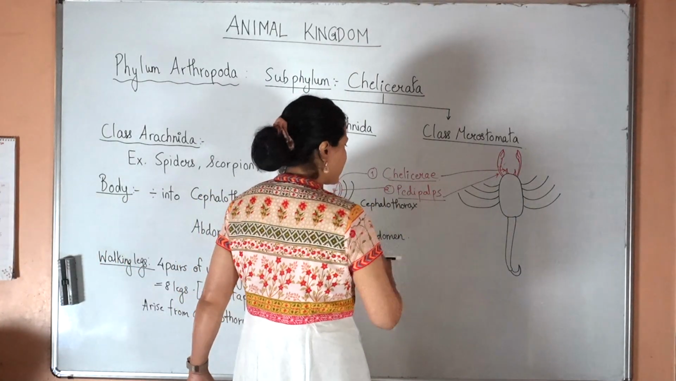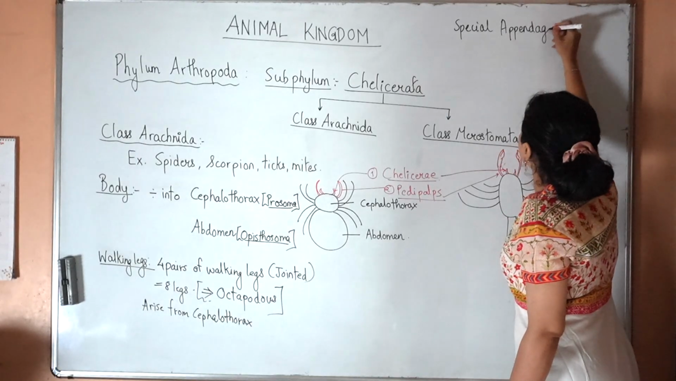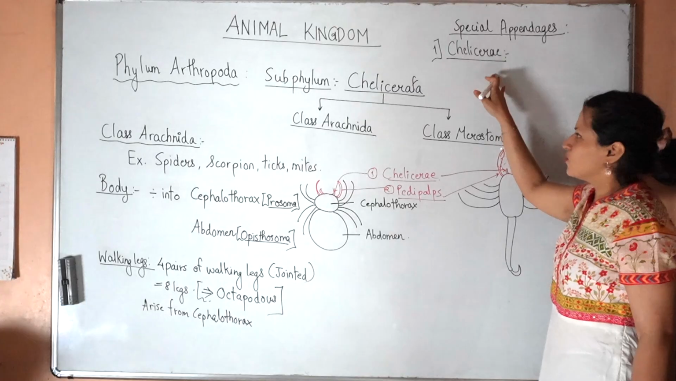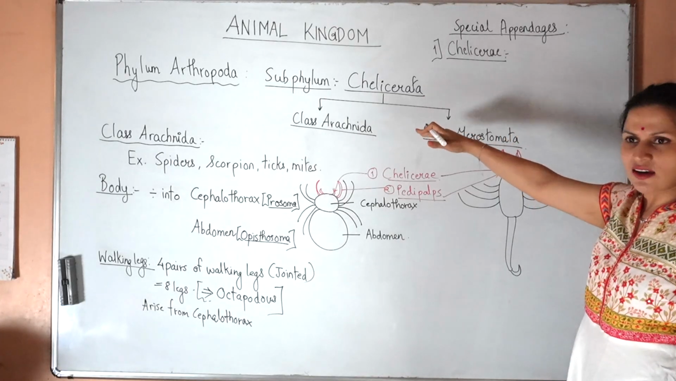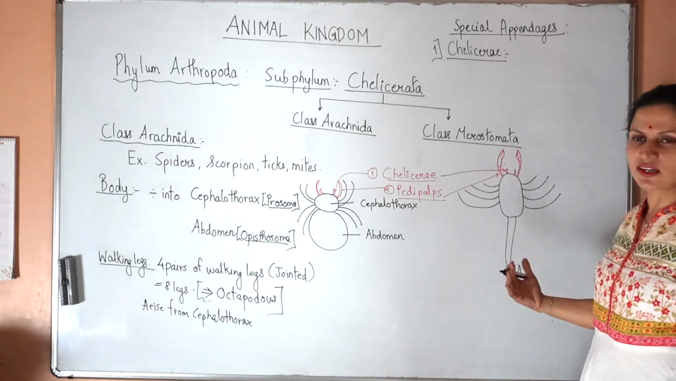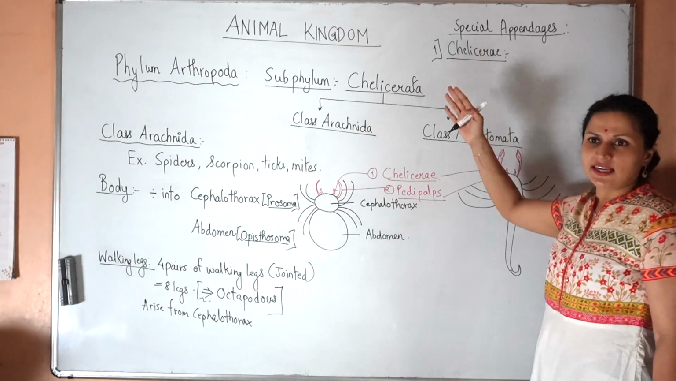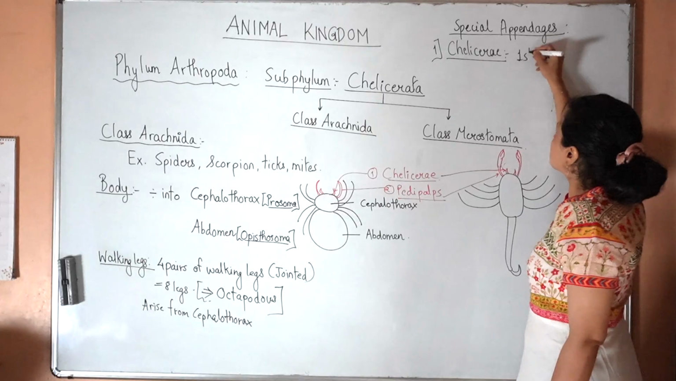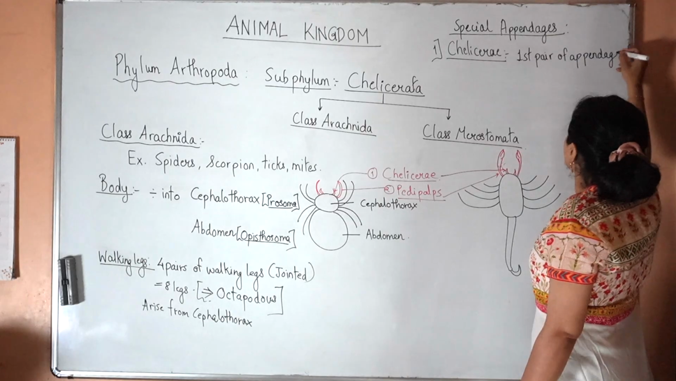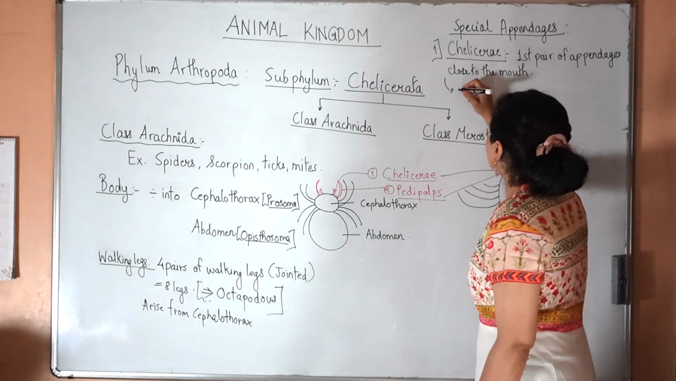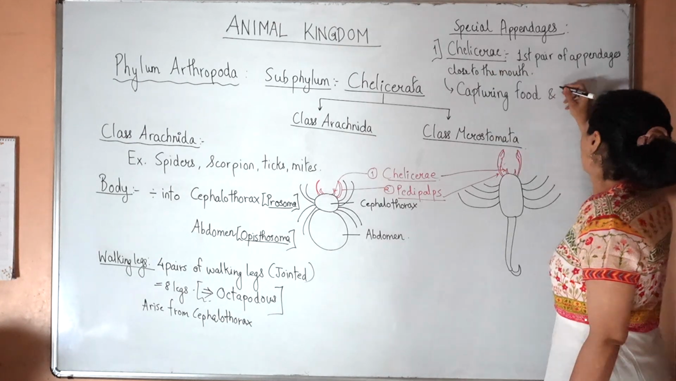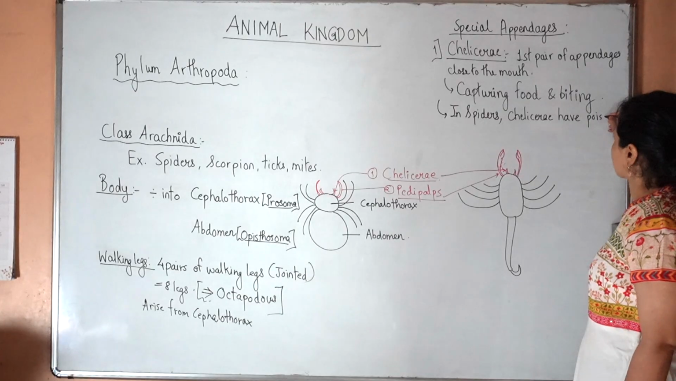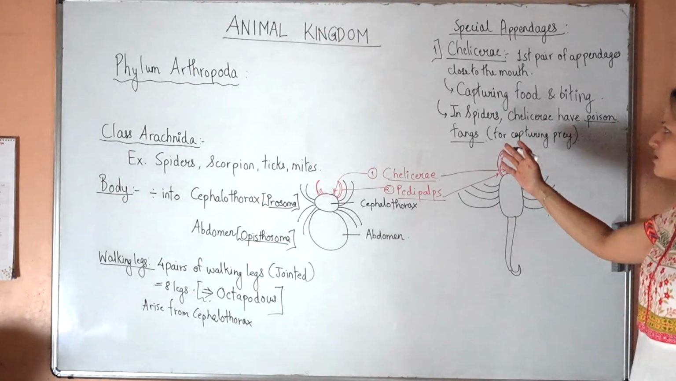Let's write about chelicerae and pedipalps. Special appendages. The first one is chelicerae, and I hope you understand why this subphylum Chelicerata has obtained its name: because of the presence of chelicerae in the arachnids. Chelicerae can be defined as the first pair of appendages close to the mouth. The general function of chelicerae is capturing food and biting. In spiders, chelicerae have poison fangs for capturing prey.